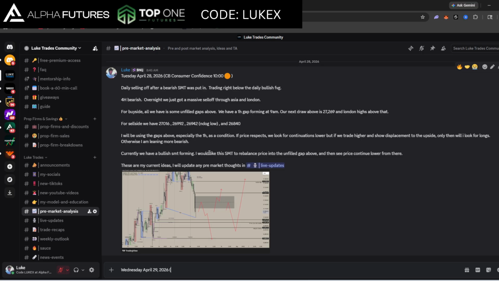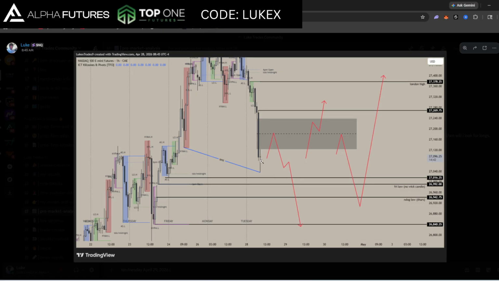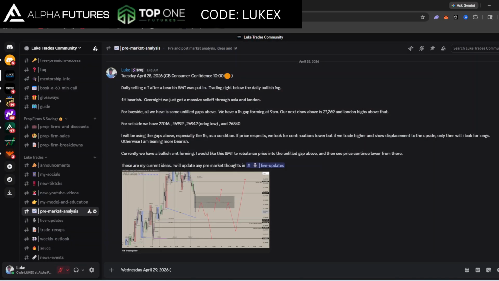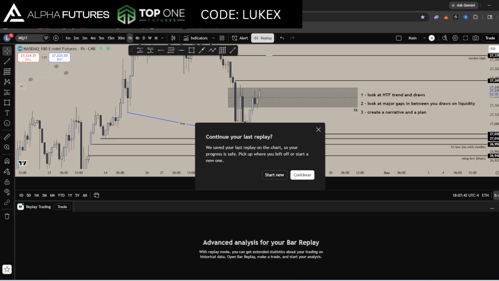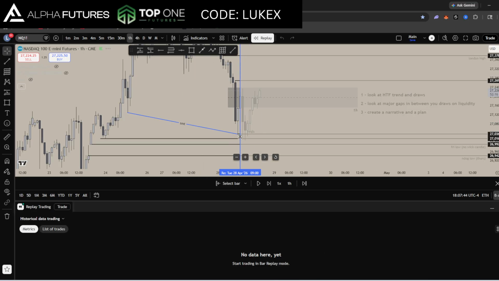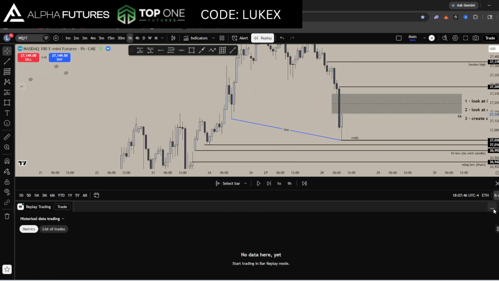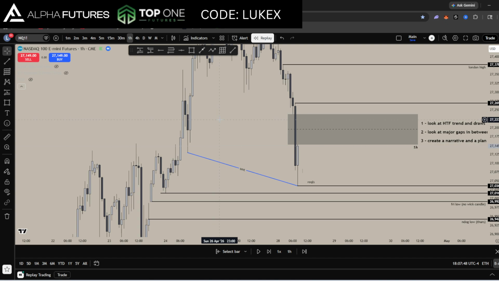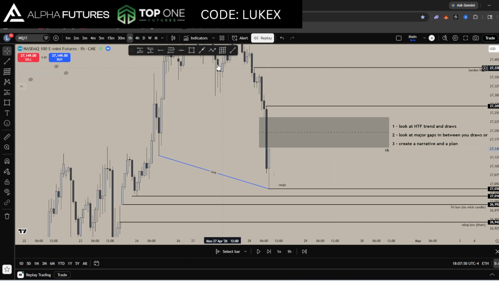And I said currently we have a bullish SMT forming. I would like this SMT to rebalance price into the unfilled gap above and then see price continue lower from there. And obviously this was just before 9 a.m., and that's what we ended up doing. It's pretty standard, not a crazy prediction. But what is the purpose usually of an SMT? An SMT's purpose is to rebalance price, right? So that's why I was expecting this 1 hour gap to get rebalanced and for price to go lower.